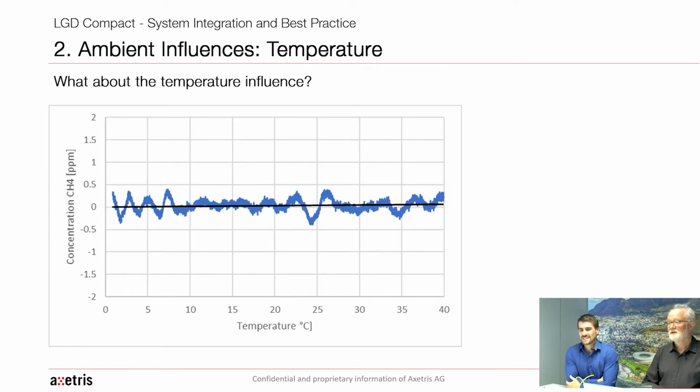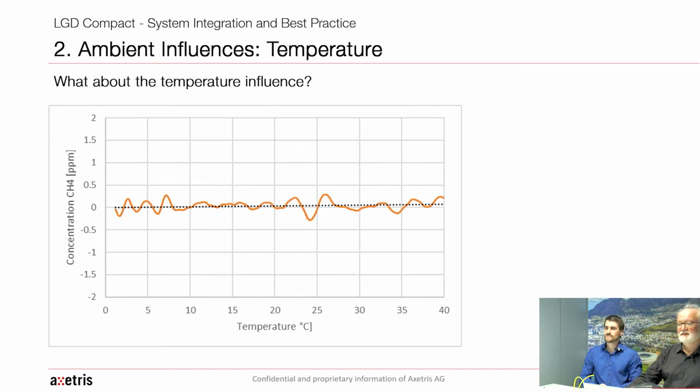Many customers are asking about the temperature influence on our sensor. It's an easy question and difficult to answer. I'll show you a temperature influence measurement of an LGD Compact 1 to measure methane in this case, and you'll see there is some fast noise on the signal we measured and some bumps. So you can improve this a bit by adding some averaging, and then you get a much smoother curve.